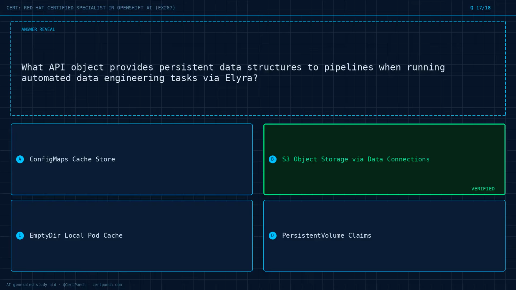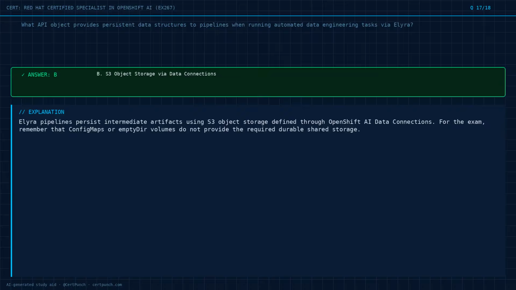The correct answer is option B, S3 Object Storage via Data Connections. Reasoning. Elyra pipelines persist intermediate artifacts using S3 Object Storage defined through OpenShift AI data connections. For the exam, remember that config maps or empty dir volumes do not provide the required durable shared storage.